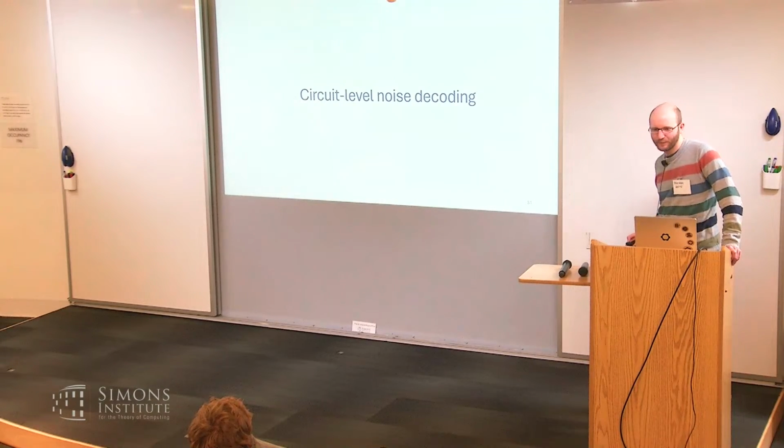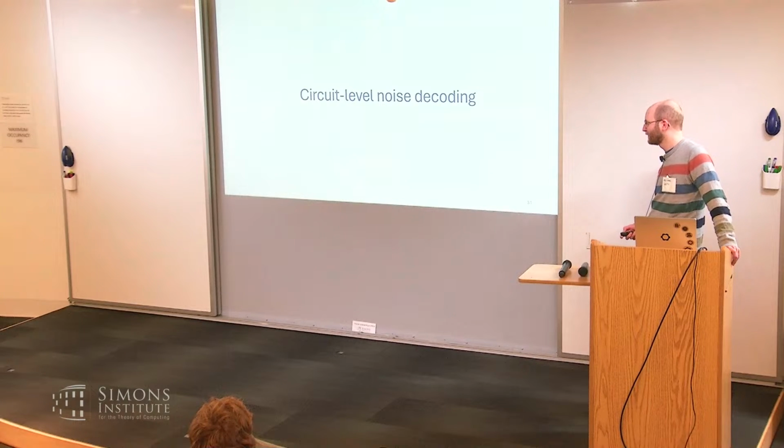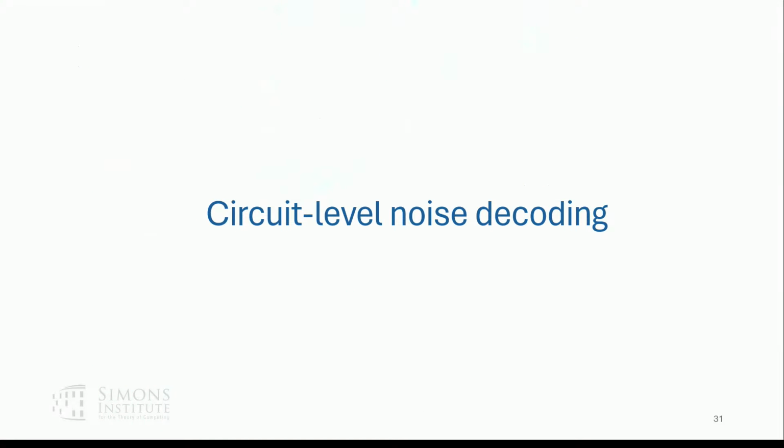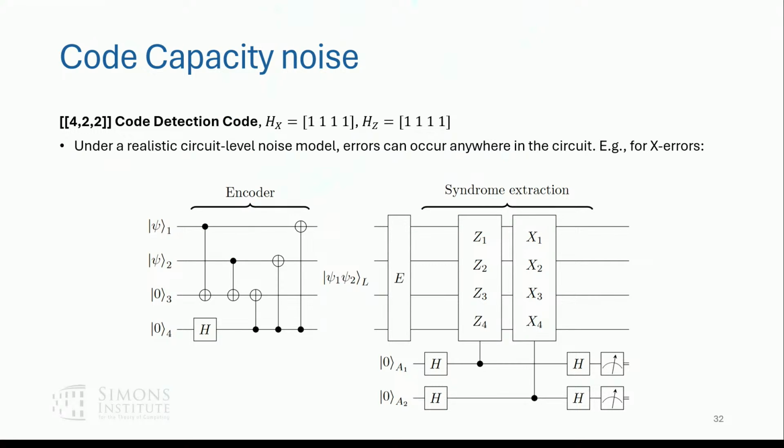Okay, so up to this point, I've described decoding in the very idealized setting of code capacity noise. Of course, this isn't very realistic because we actually have to use quantum circuits to measure our stabilizers. So in the code capacity noise case, what we assume is that the errors only occur in a very specific location. So this is an example of an error correction circuit for one of the simplest quantum codes, which is the 422 error detection code.